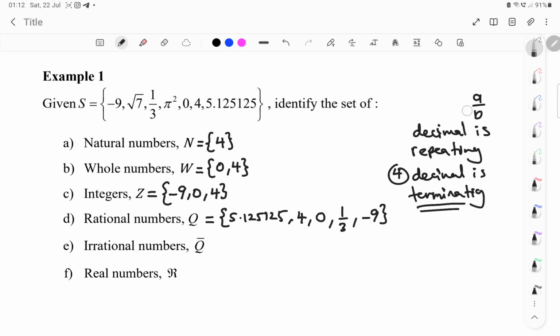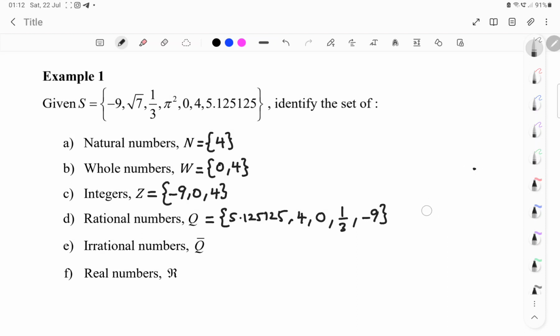Let me rub everything off. Now the next one, irrational number. Irrational numbers are the numbers that do not meet the conditions of rational numbers. From our list, we already decided minus 9, 1 over 3, 0, 4, and 5.125125 as our rational numbers. So the ones that I didn't take are irrational numbers. The numbers are square root of 7 and pi squared.